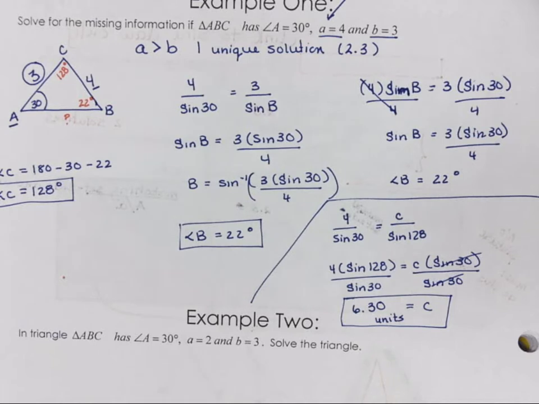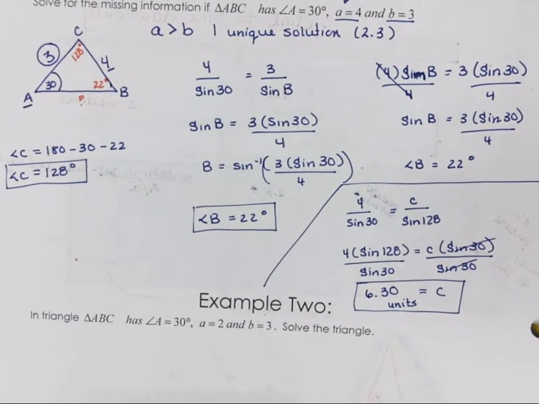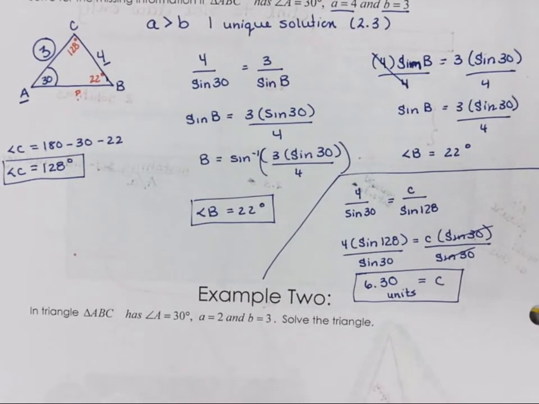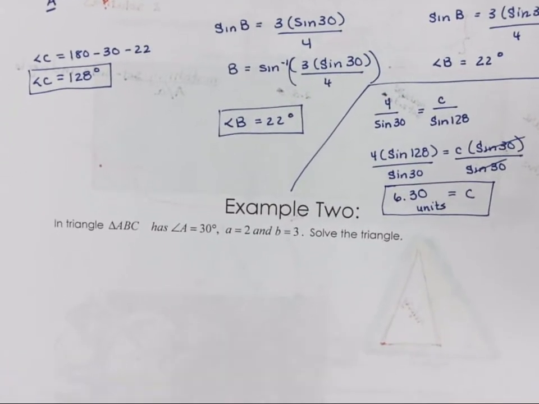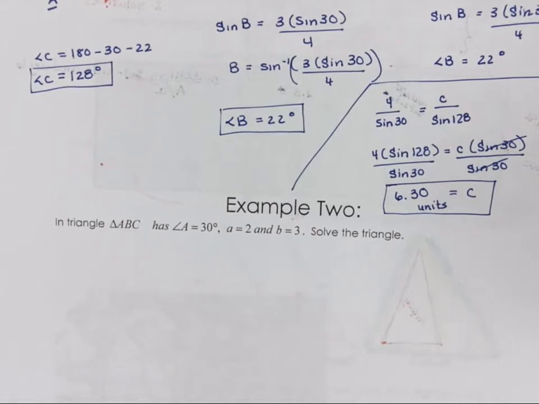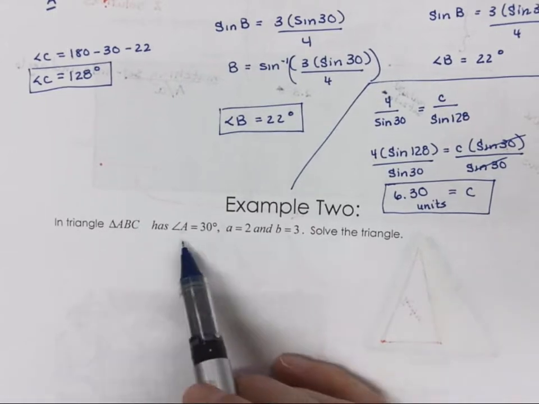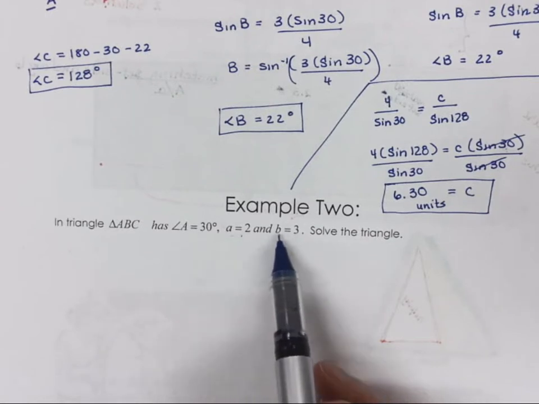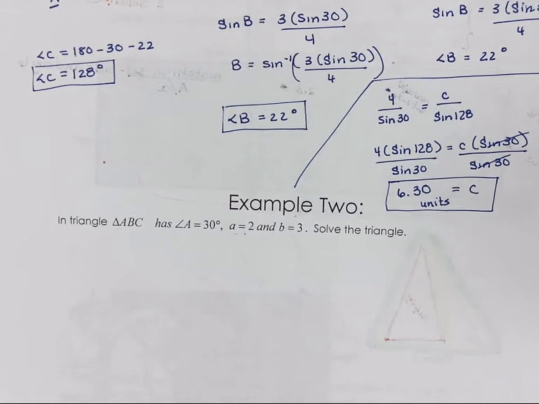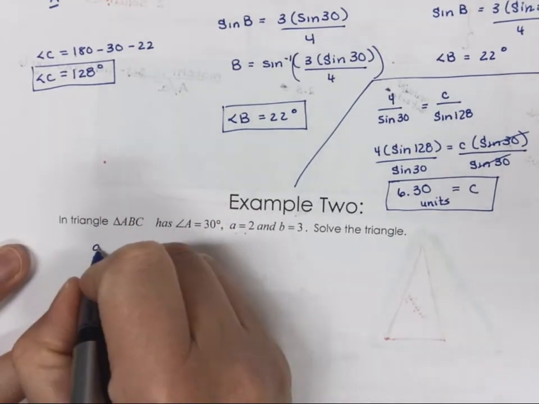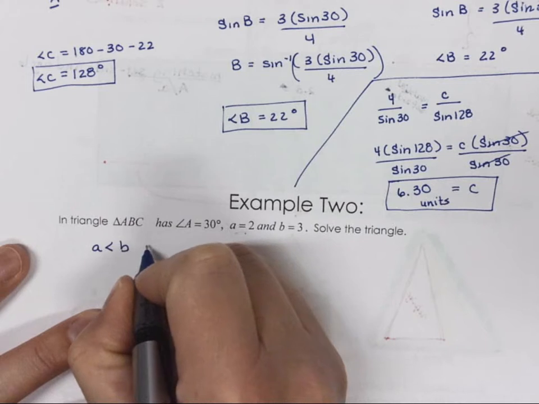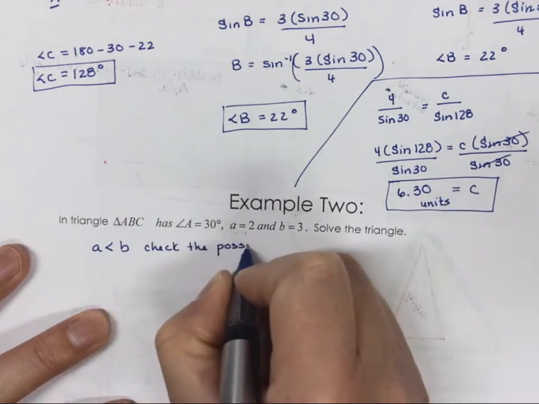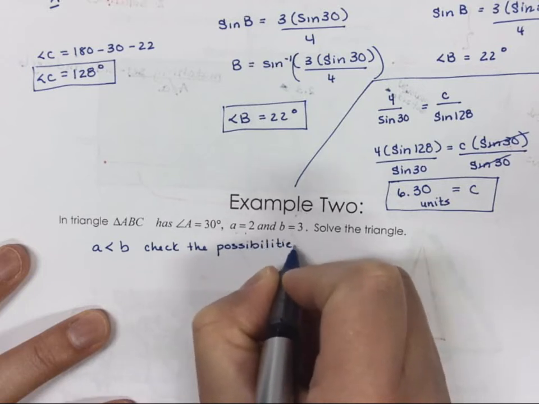All right, so let's talk about triangle ABC in example 2. Angle A is still 30. As you can see, I was getting really creative. Side A is 2 and side B is 3. So now A is less than B, so check. You've got to check the possibilities here. I just can't hop to one solution or anything like that. So if A is less than B, there are 3 possibilities.